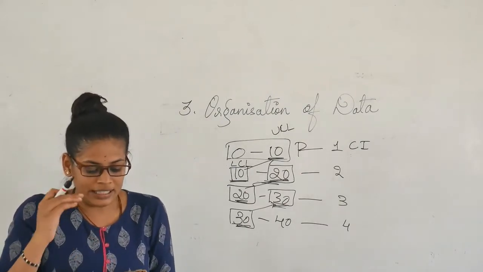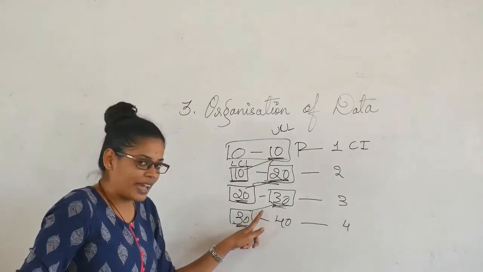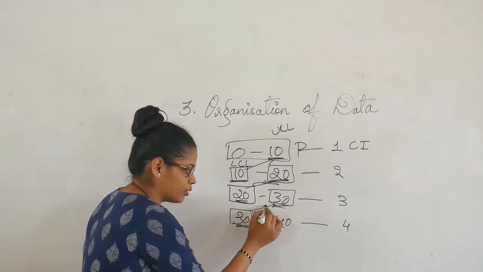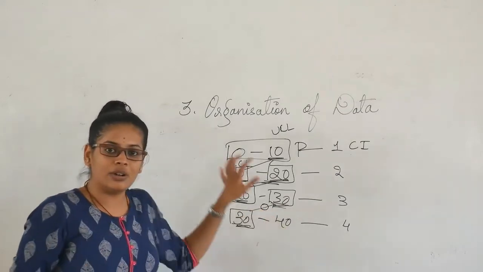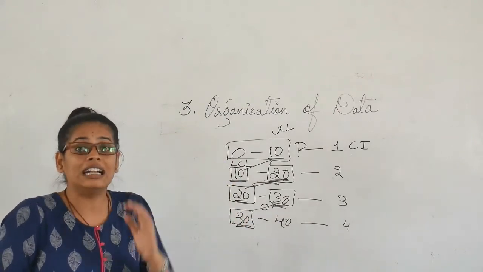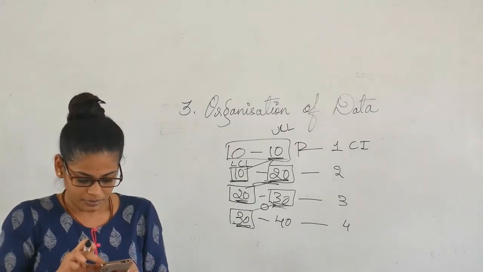In this way, the continuity of the data is maintained. You can see here there is no gap. Can we find any gap here? No, right? 30 and 30, we don't have any gap. So the gap is 0 here. So in this kind of classification, we find continuity between the class intervals.